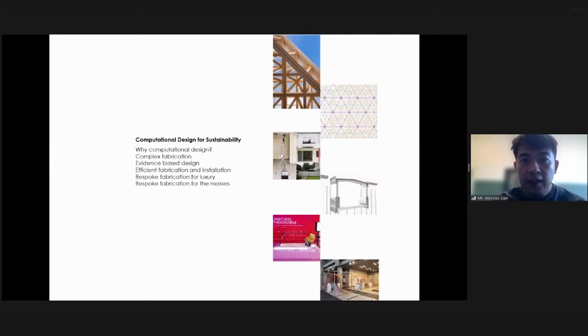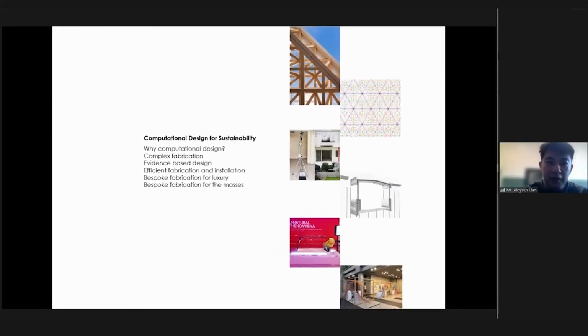Okay. So how this talk will be is more like a dialogue, I hope, to talk about why we want to go towards computational design, how we can use computational design tools for complex fabrication, and also to validate our designs using evidence-based design. This is to prove that whatever sustainable principles that we are designing for is really working. Using these complex fabrication tools does not necessarily mean that you have to build something very fanciful. So that's where you can apply these techniques for efficient fabrication and installation.